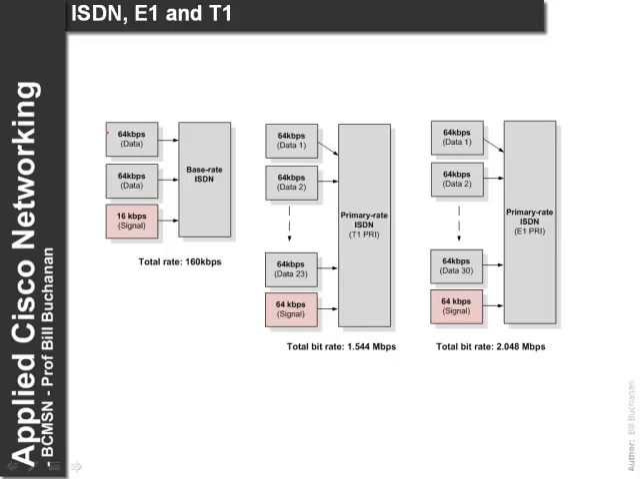Previous voice transmissions have been built around ISDN, E1 and T1. ISDN gives us our base rate times 2, where we can have two 64 kilobits per second data streams. Both or one of them could be voice, or both can be data. There is also a 16 kilobits per second signaling rate. This gives us a base of 128 kilobits per second. Overall, the transmission rate for ISDN is 160 kilobits per second.